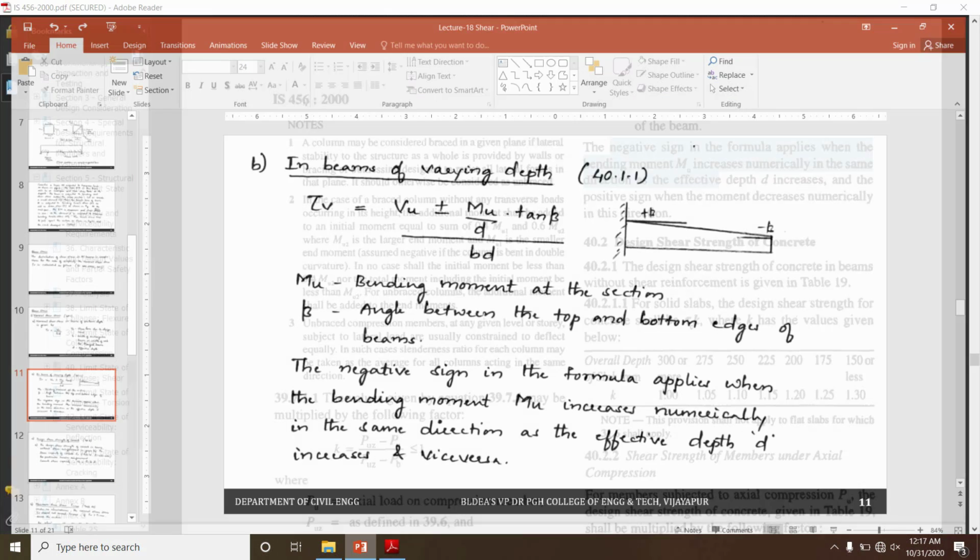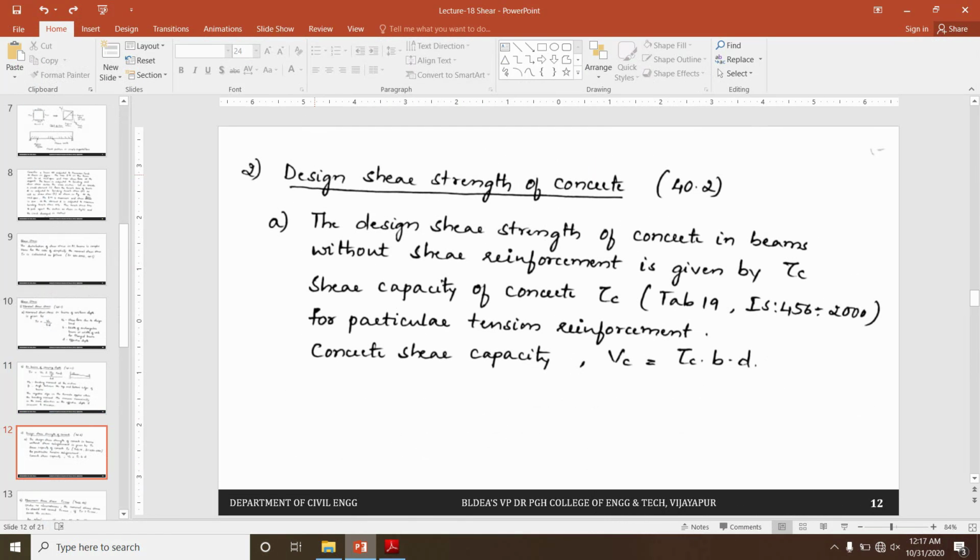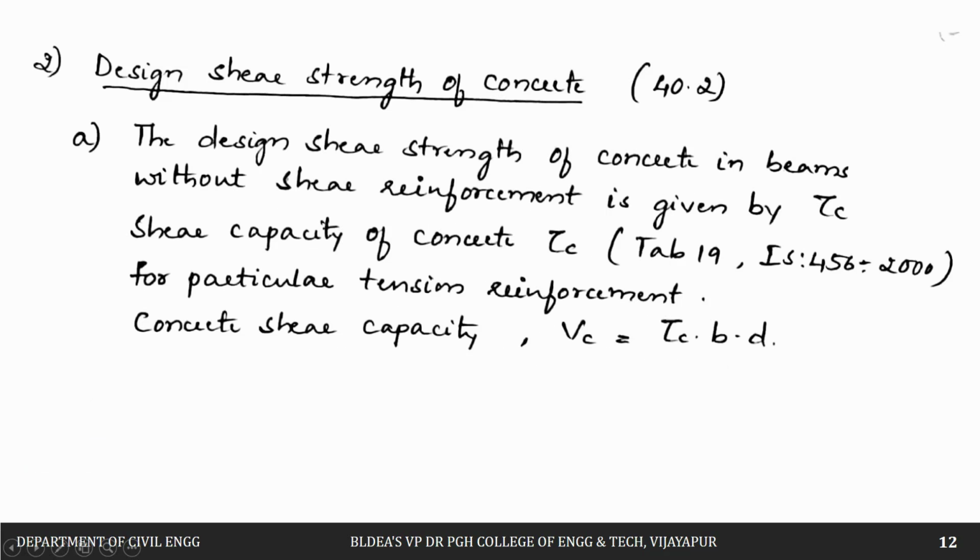Then next is design shear strength of the concrete. It is given in clause 40.2 of IS 456. The design shear strength of concrete in beams without shear reinforcement is given by tau c. Tau c is nothing but the design shear strength of concrete without shear reinforcement.